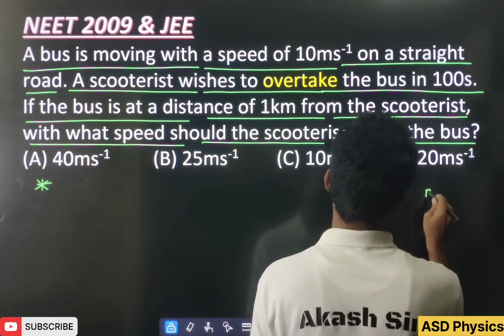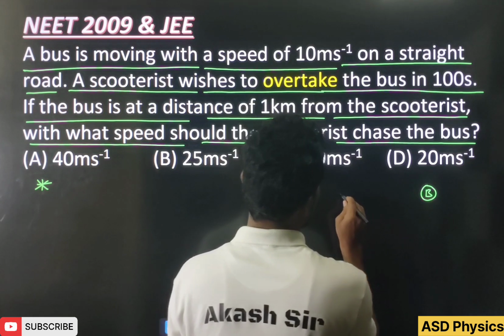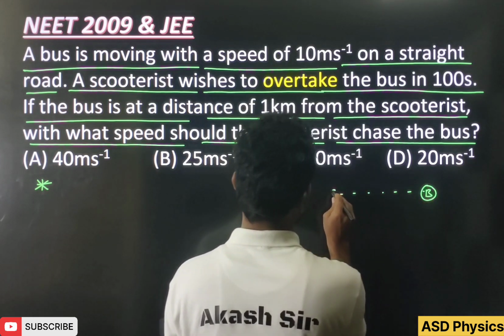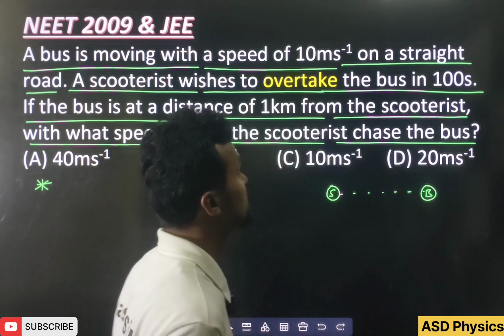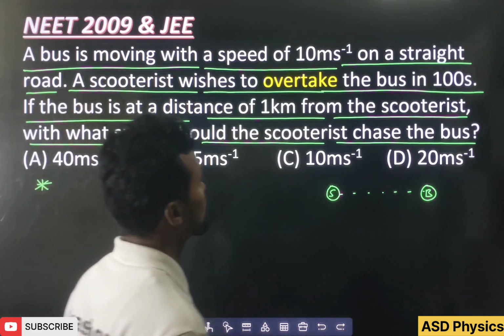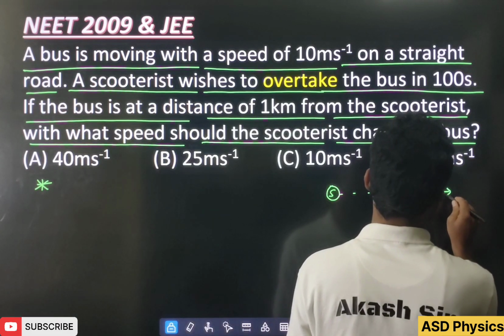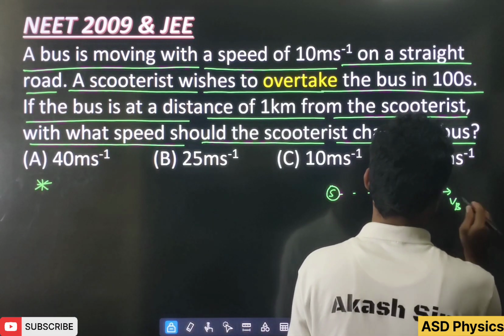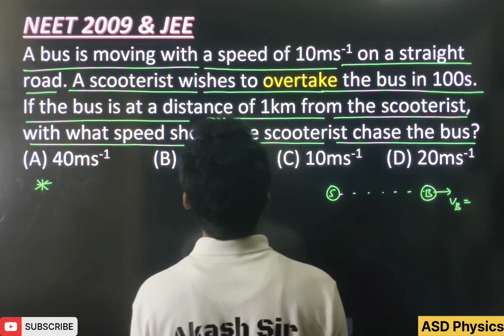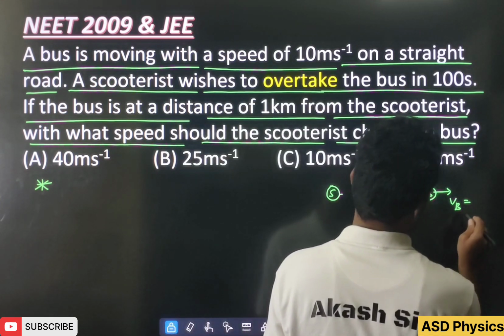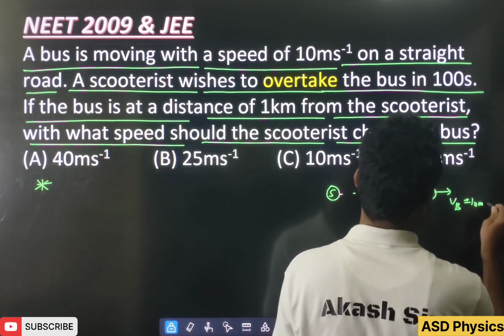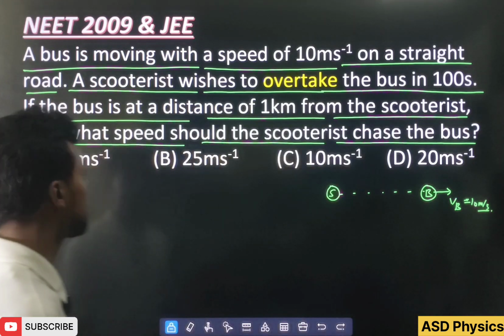Let's take the bus here, and somewhere here the scooter. Scooter is there. Now the bus is moving with how much speed? Nothing is mentioned, so it is always in this direction. And for this bus, how much is given here? It is given 10 meter per second. So this VB I can write here as 10 meter per second.